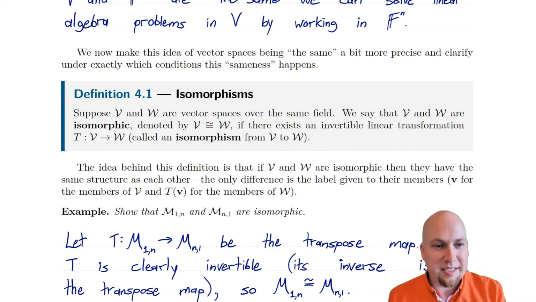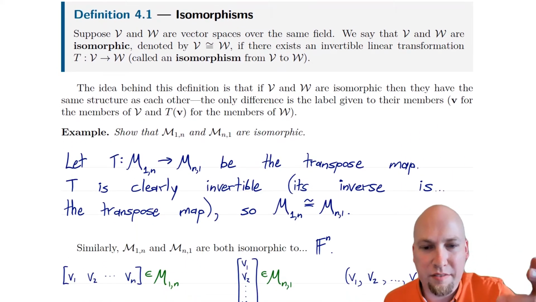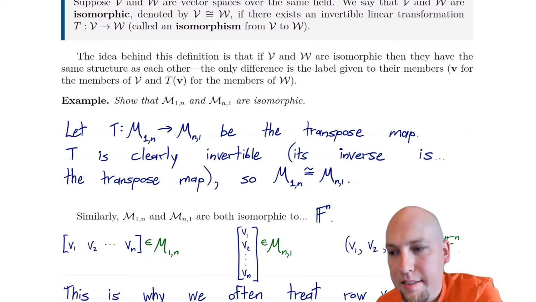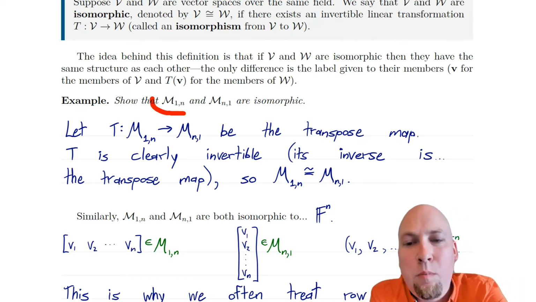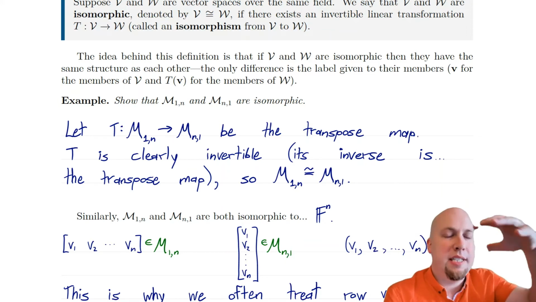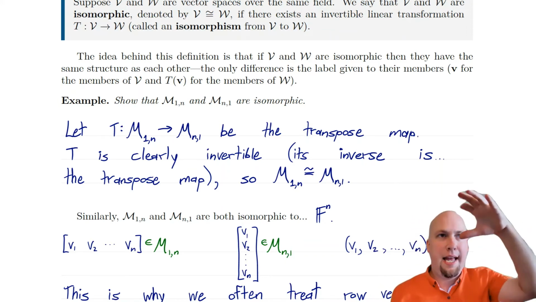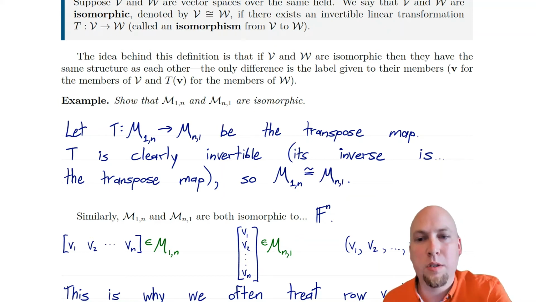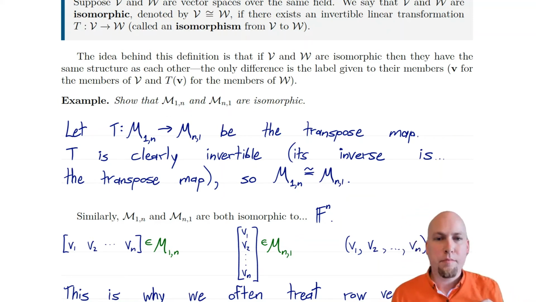Okay, so this idea is best illustrated by an example, of why this corresponds to the vector spaces being the same in a sense. All right, so a standard example is to consider the vector spaces M1n, in other words, the matrices with one row and n columns, and Mn1, the matrices with n rows and one column. So in other words, the row vectors and column vectors respectively. Let's show that these vector spaces are isomorphic.